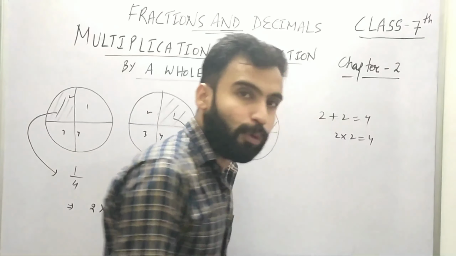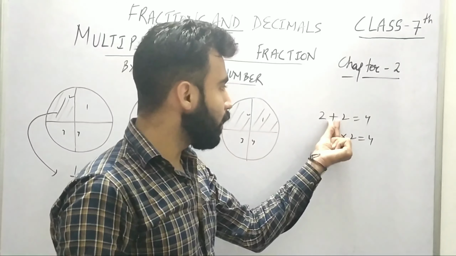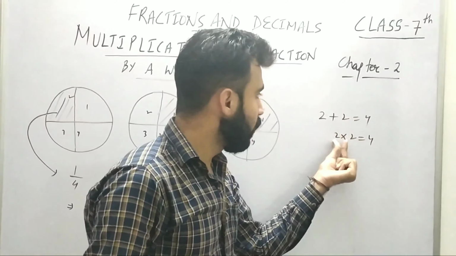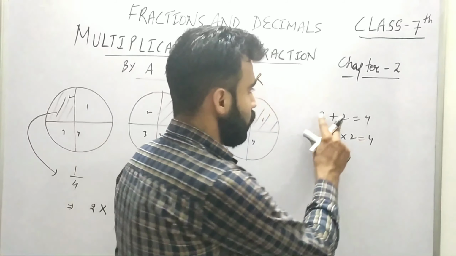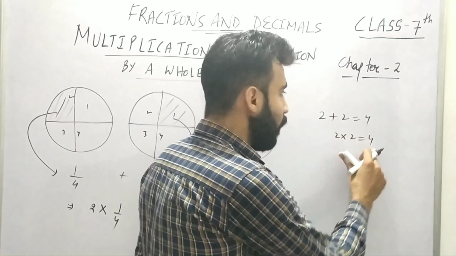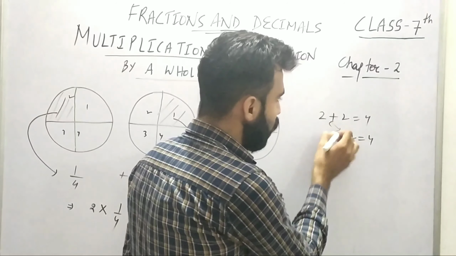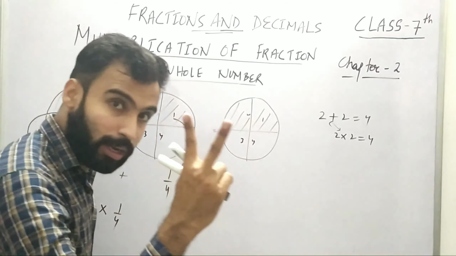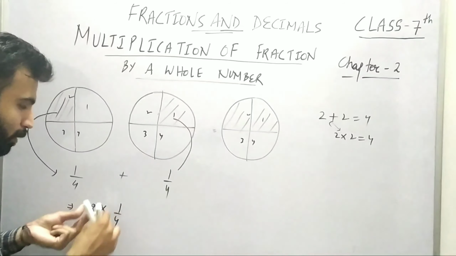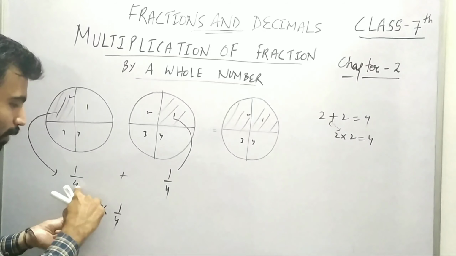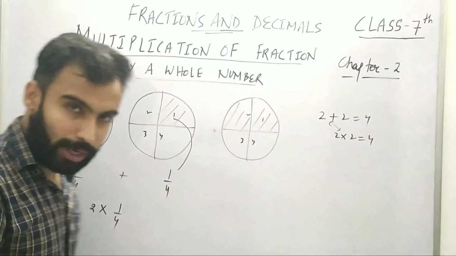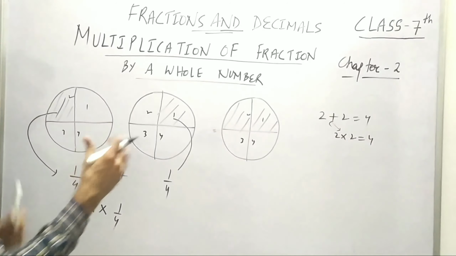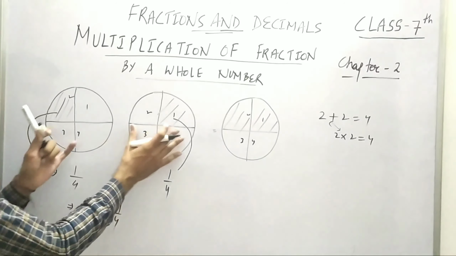Both are equal to 4. So if the same values are added, then you can multiply the number of times the value is added by that value, right? So here 2 plus 2 is 4, and 2 into 2 is also 4. So you can see that the answer of both is the same. The same thing I have done here: 1 by 4 is coming 2 times. So instead of adding, I multiplied the same value 2 times, by 2, right? So 2 into 1/4. So this is the combined fraction of these two circles.